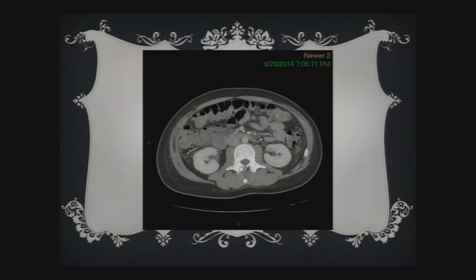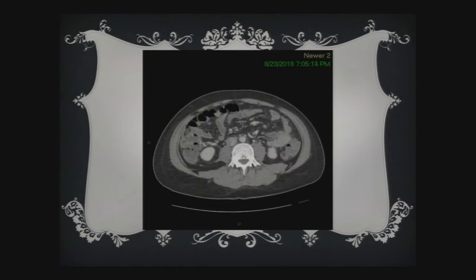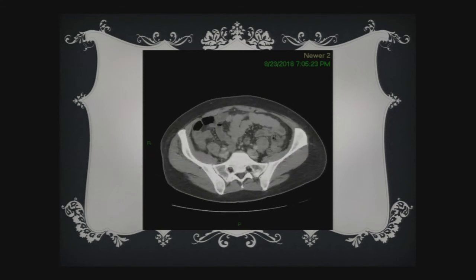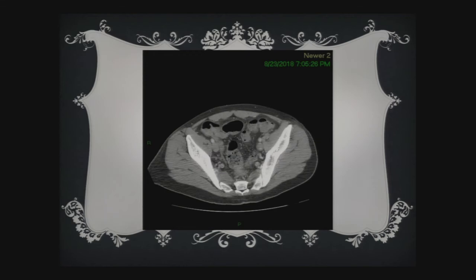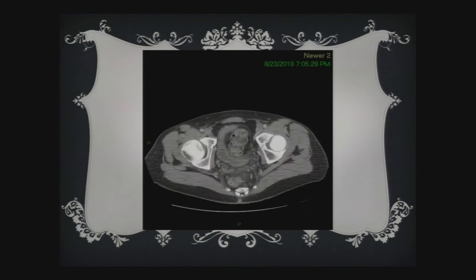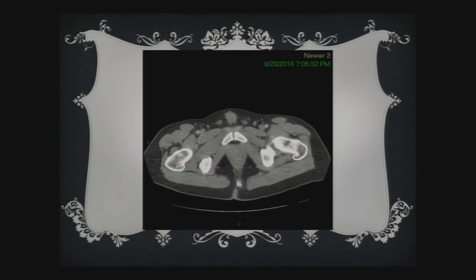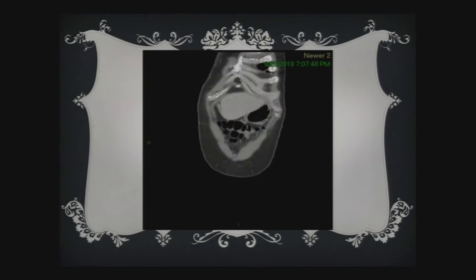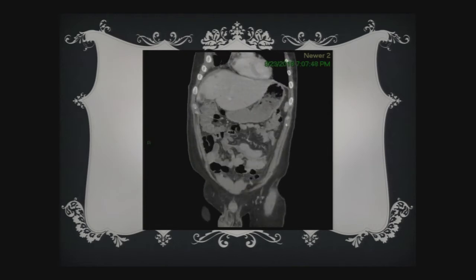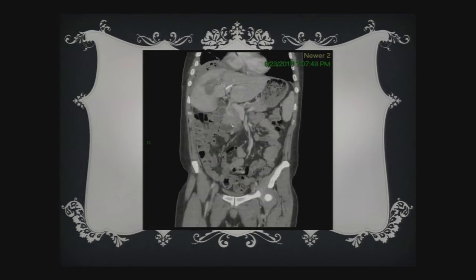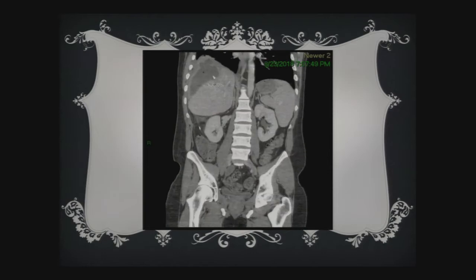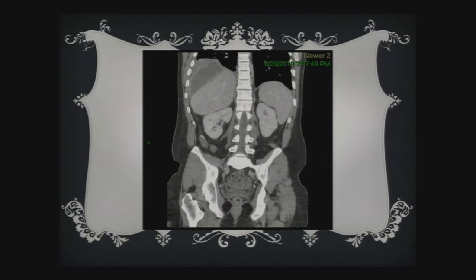And so this was the CT scan from the 23rd. So it was looking a little smaller. There's your drain right there.